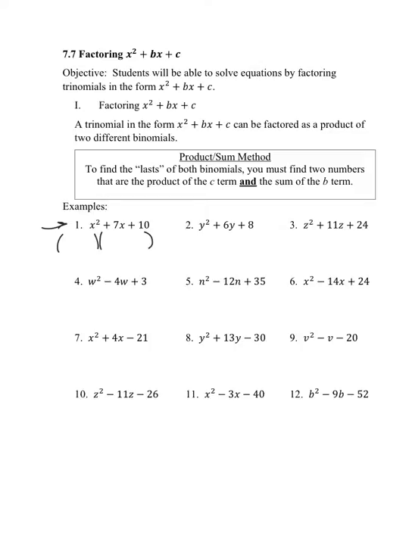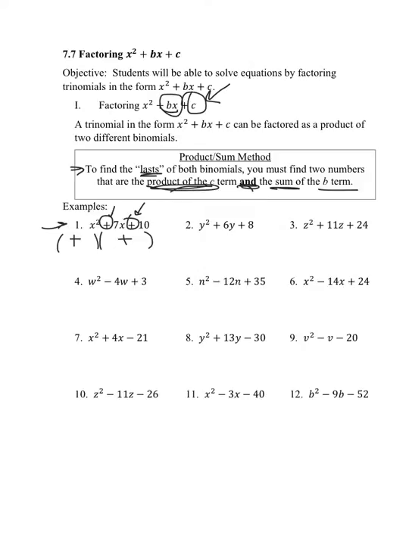What that tells me is that since there's a plus sign here and a plus sign here, the two binomials have to be plus, plus. That's the only way to get a positive value here, and when I multiply my lasts, a positive value there. When I say multiply my lasts, it says here, to find the lasts of the binomials, you must find two numbers that are the product of the C term, so the product of this last term, and the sum of the B term. So they must multiply to get this term, but add to get this term.